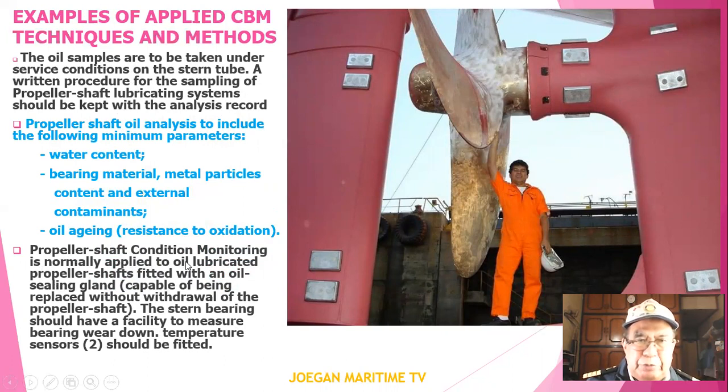Propeller shaft condition monitoring is normally applied to oil lubricated propeller shafts fitted with an oil sealing ring, capable of being replaced without withdrawal of the propeller shaft. The stern bearing should have a facility to measure bearing wear down, and temperature sensors should be fitted.